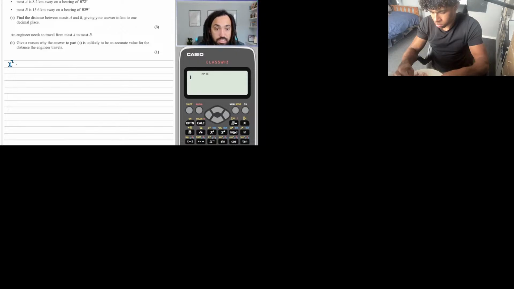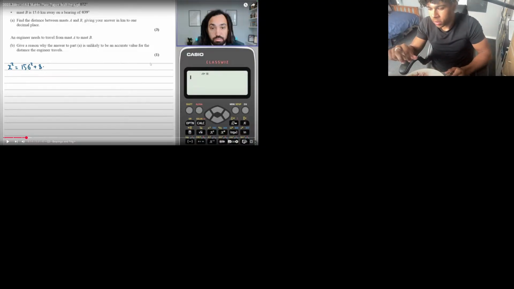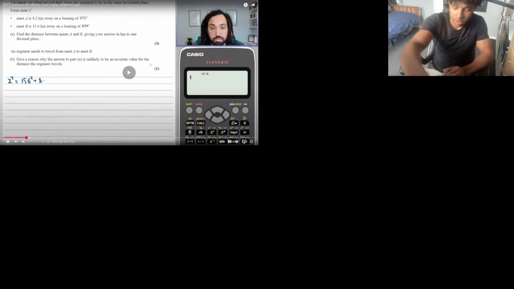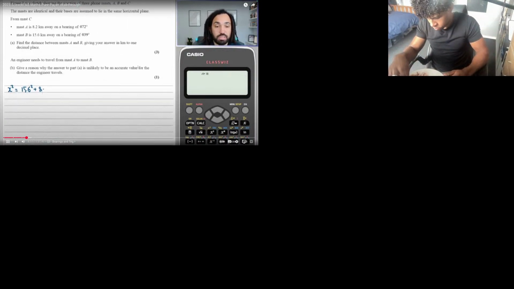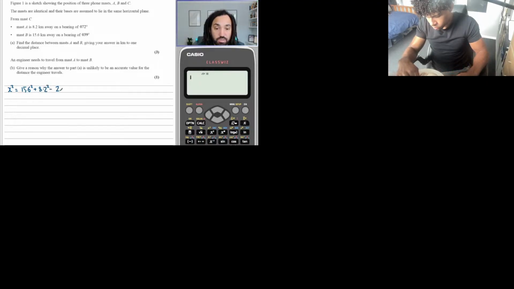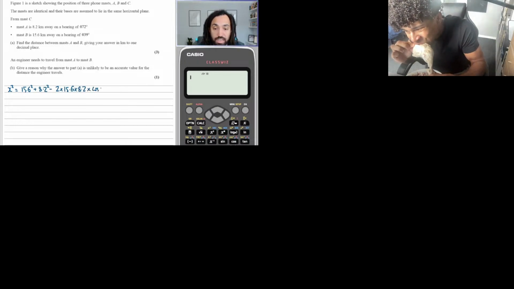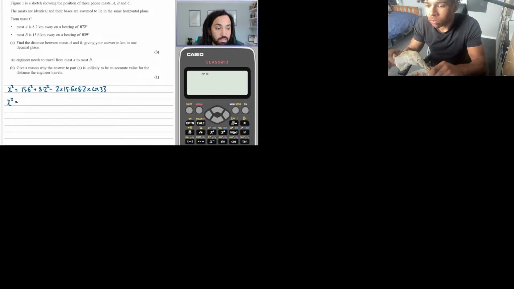x squared is equal to the two sides adjacent to the angle, which were 15.6 and 8. Just double check. Sorry, 8.2. Yep. Okay, so 8.2 squared minus 2 lots of 15.6 times 8.2 multiplied by the cosine of the angle, which we said was 33. Okay, so I'll get a value for x squared. I'll do that on my calculator now.